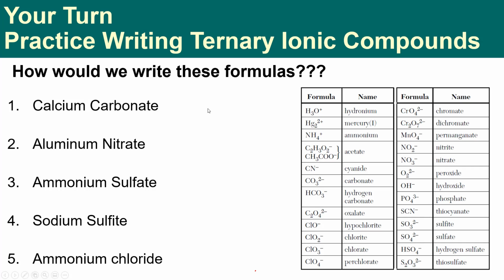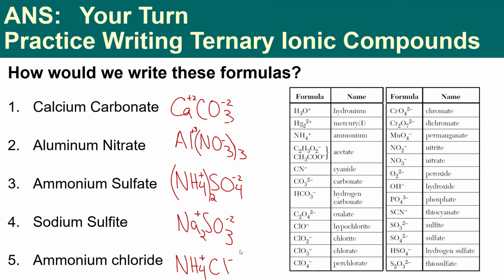Now it's your turn. You try and write these formulas. Go through the same steps that we did. Remember, if you need to add a subscript to any polyatomic ion, no matter what it is, you must enclose it in parentheses so you don't have strange subscript errors. And at the end of the day, you are trying to make neutral compounds, so make sure your positive charges cancel out the negatives. Pause the video now and then unpause when you're ready for the answer.